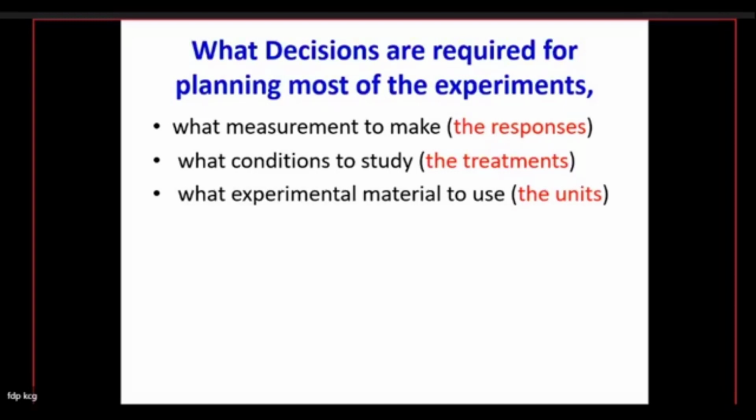What measurement you have to make, that is the response. What condition we have to study, that is the treatments. And what experiment material we are using, that is the unit. So, the decisions required for planning an experiment are the response, the treatments, and the units. Before starting your experiments, you should be very much aware of what you have to do, where you have to do, how you have to do, and what things are required for this.